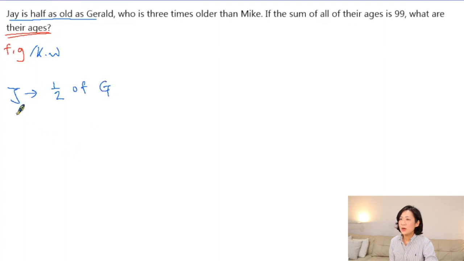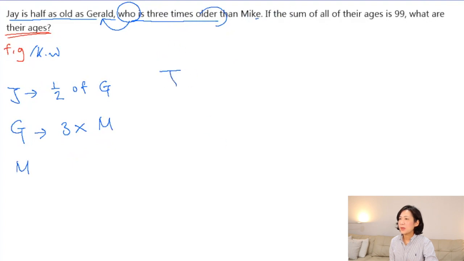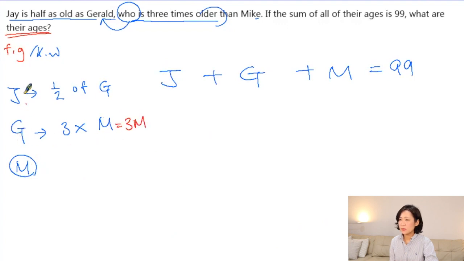Then now, who is 3 times who? That's Jared, right? So Jared is 3 times older than Mike, so 3 times Mike. Then another keyword can be the sum of all of their ages. So if you add up Jay's age, Jared and Mike, we add them all together, it gives you 99. Now let's have a look at the expressions.